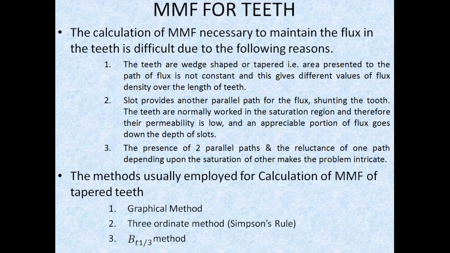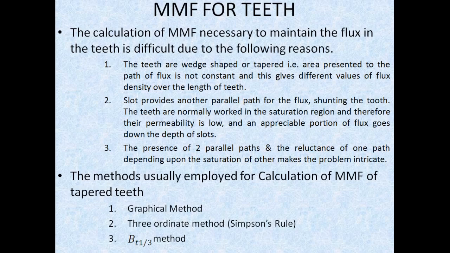Another major difficulty is due to the operation of teeth at the saturation region. As you all know, in the saturation region of the magnetic curve, for a small change in B, a very large change in H, that is magnetizing force, is required. Hence, the value of permeability, which is given by mu equal to B by H, is very small. Since the permeability value is very small, the reluctance becomes very large. As from the standard relation, you very well know that reluctance is inversely proportional to the permeability.